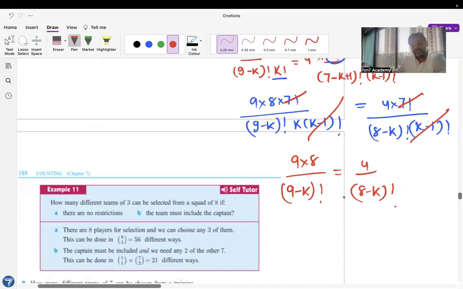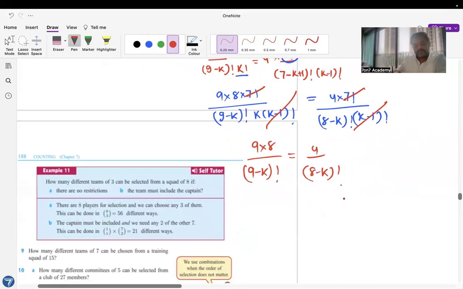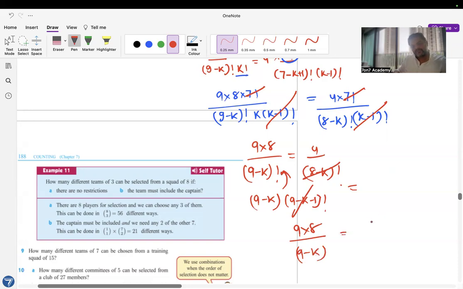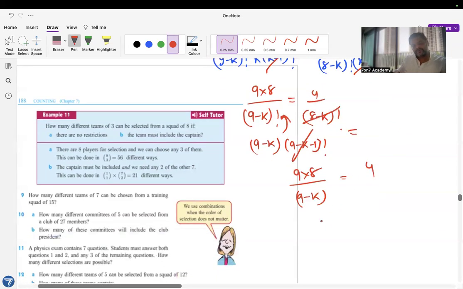Now again you don't want factorial to be there. So if you open this up, then you write 9 minus K, then 1 reduced, it becomes 9 minus K minus 1 factorial. So this becomes 8 minus K factorial. Then right side you have 4. So now you replace this, and then this cancels out with this. So you'll get 9 into 8 over 9 minus K is equal to 4. So 4 also cancels out by 2. So 18 is equal to 9 minus K.